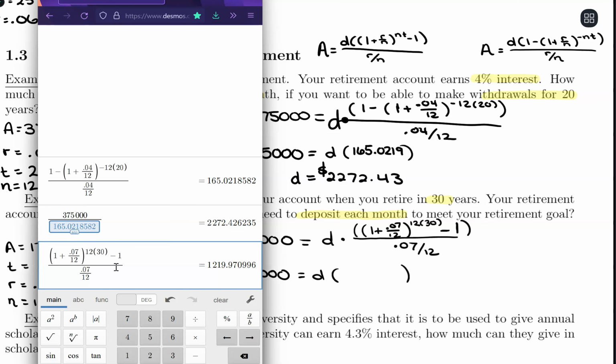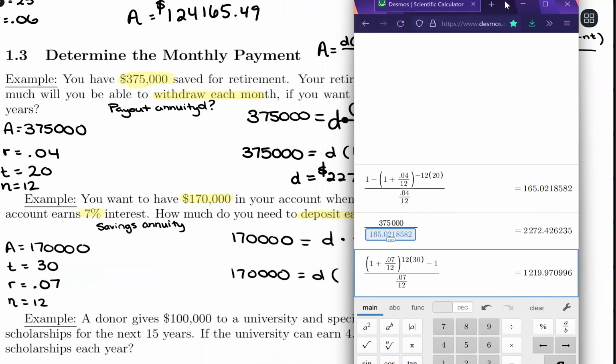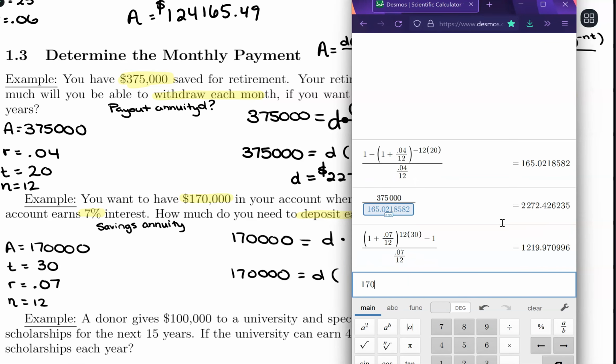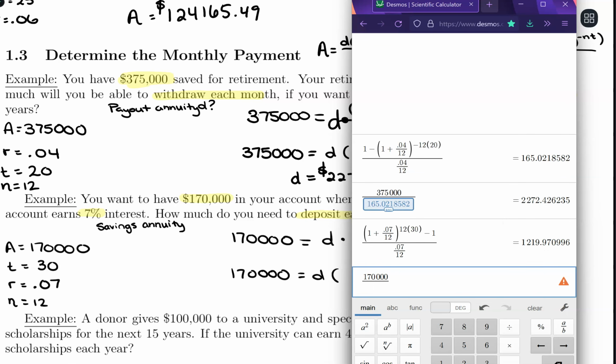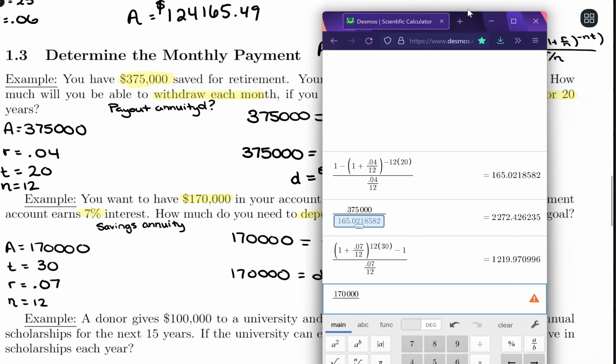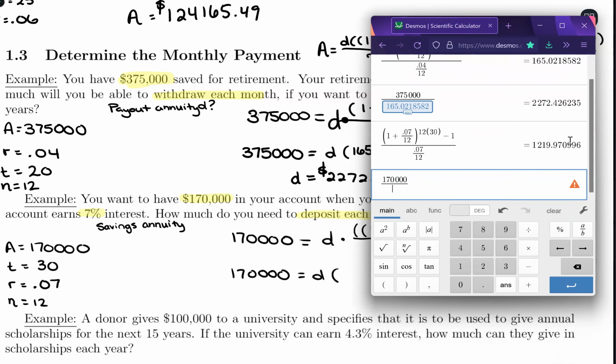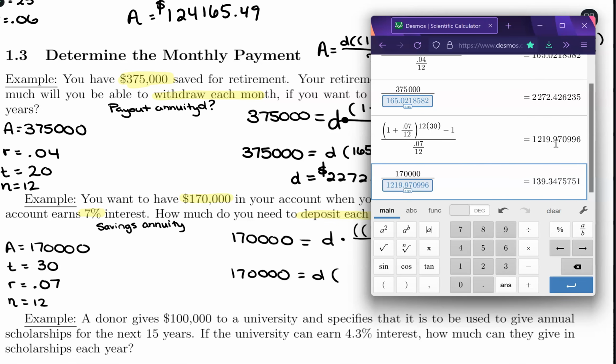And again, I'm just going to write that down, but in fact, I'm just going to go ahead in the calculator. We're taking the 170,000 divided by that value. So I'm going to go 170,000 divided by, and then I'm just going to use the answer function in the calculator. There we go. 170,000 divided by that last answer we got, so it'll copy and paste.